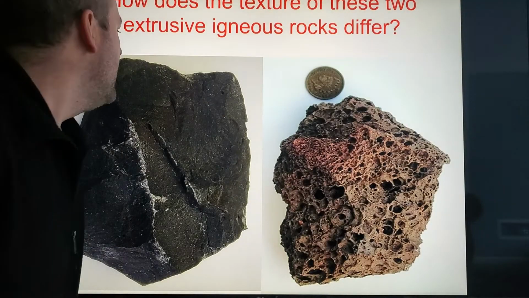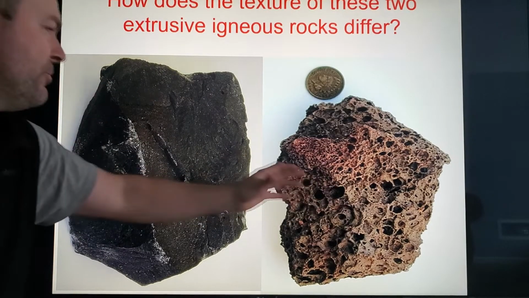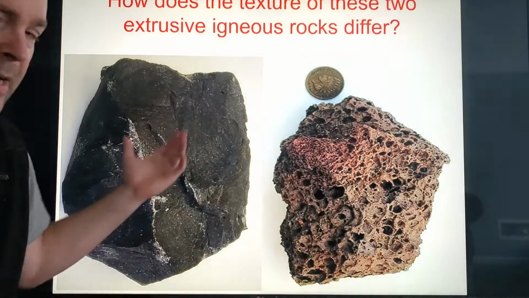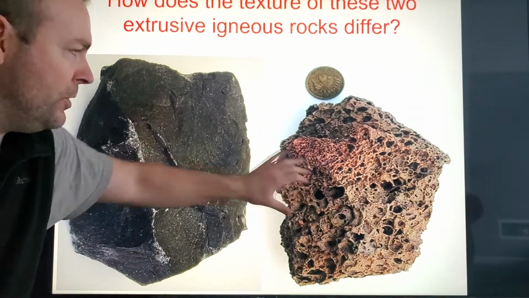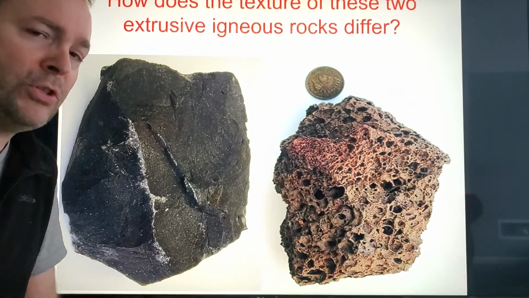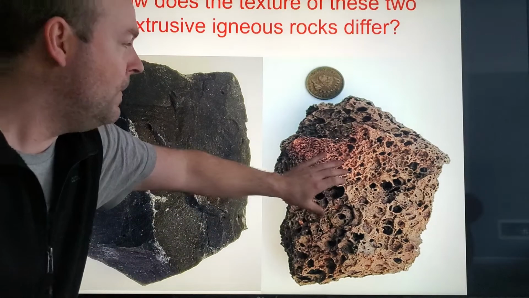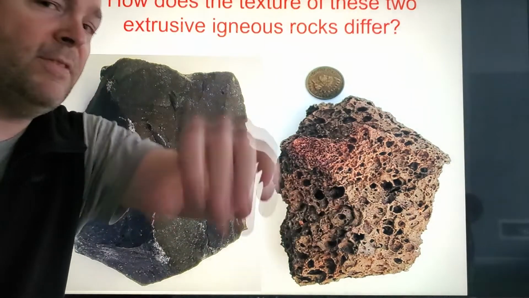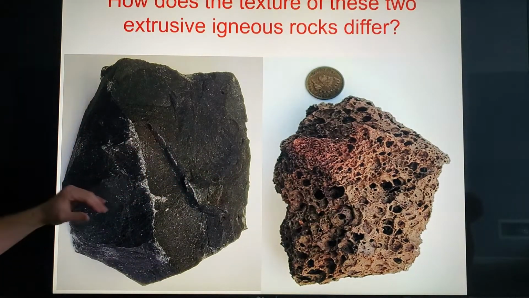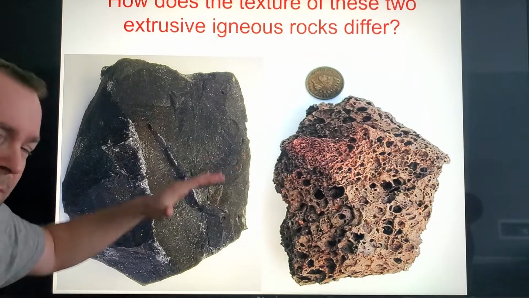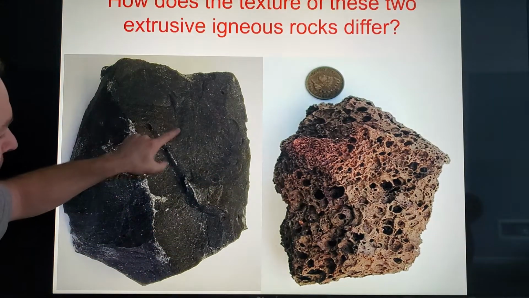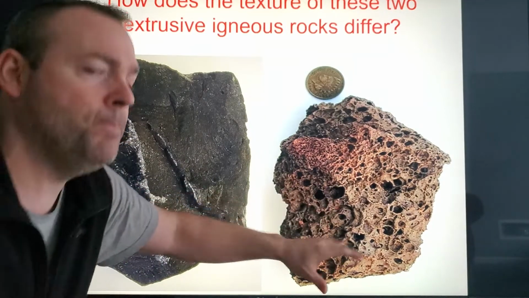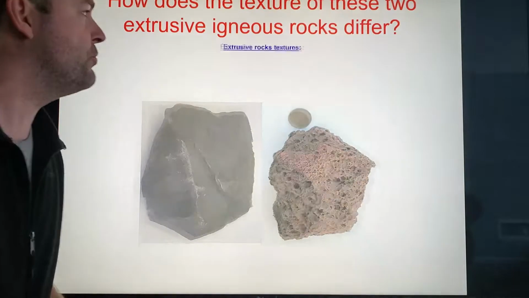Okay. And then, of course, how do extrusive textures differ? These are both extrusive textures, but clearly not the same, right? Which one cooled faster? Which one cooled slower? Well, if you're saying that this one cooled faster, you're right. Gas escaped. This one shot out of a volcano. Whereas this one cooled either just at the surface, maybe a little below, has potential for little crystals there, because it cooled a little slower than that one, but both are still considered extrusive.